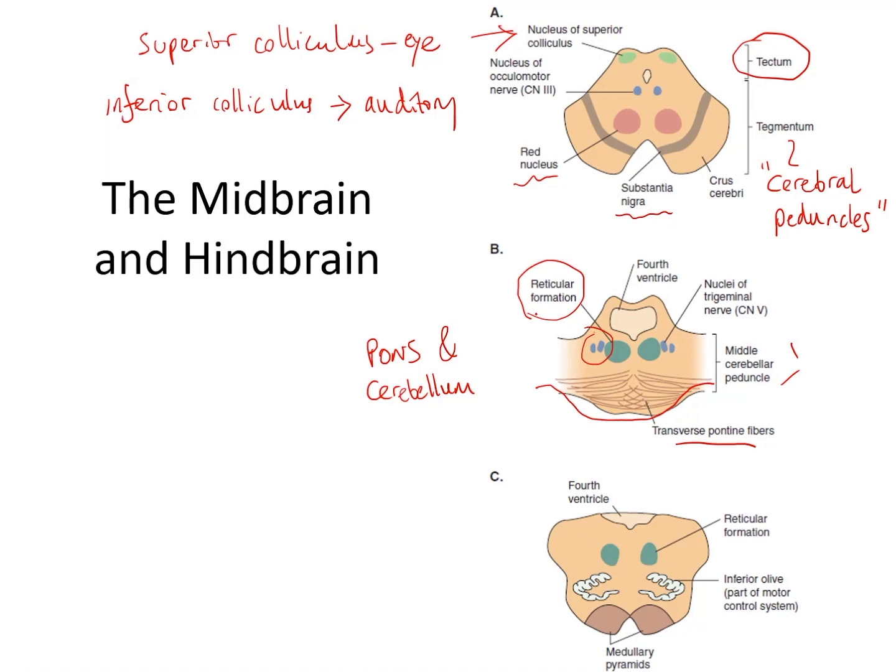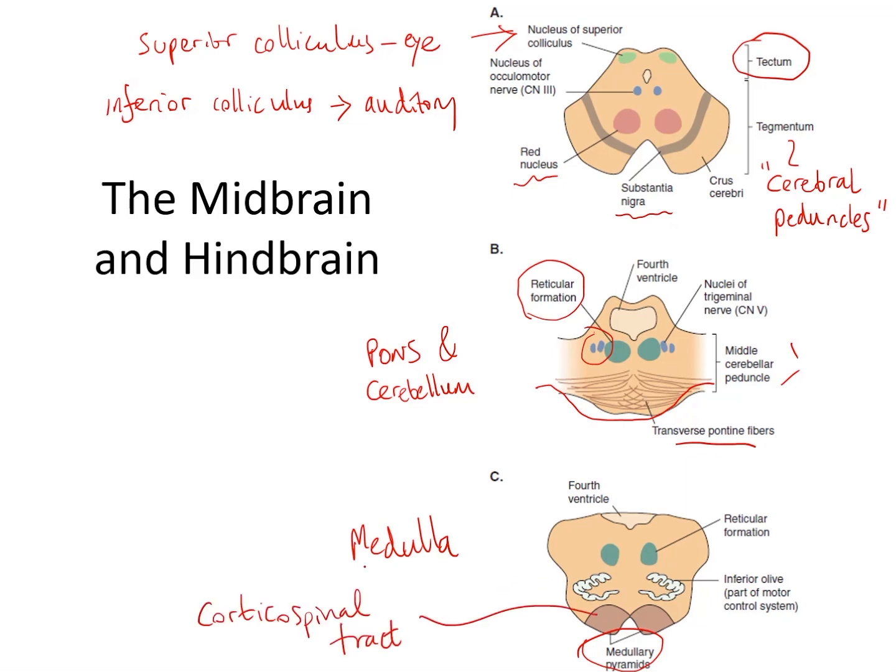Moving down into the most caudal part of the brainstem, we have the medulla, and this connects to the pons above and the spinal cord below. One of the more notable features of the medulla anteriorly are two prominent swellings, one on each side, referred to as the medullary pyramids here. Each of these pyramids contains a corticospinal or pyramidal tract.